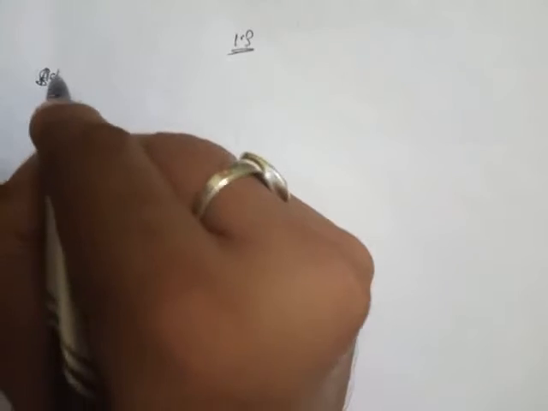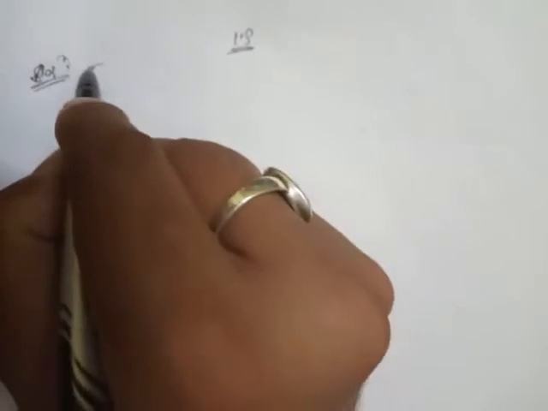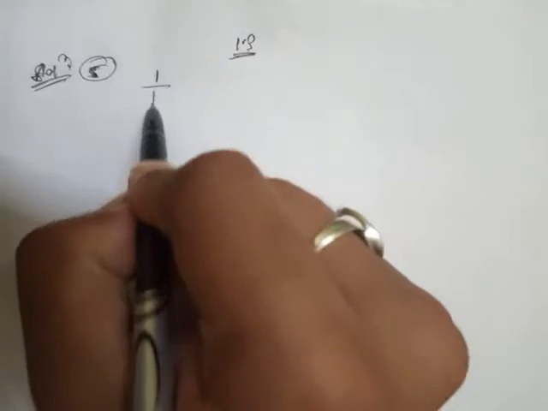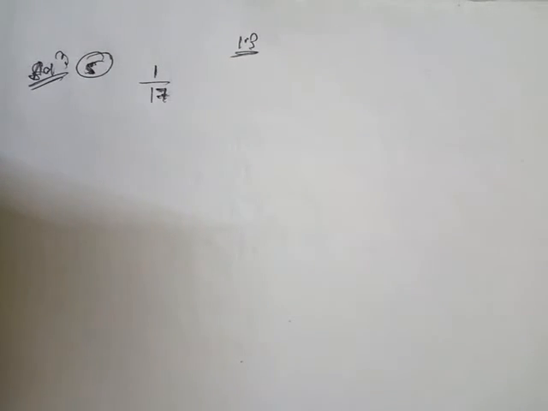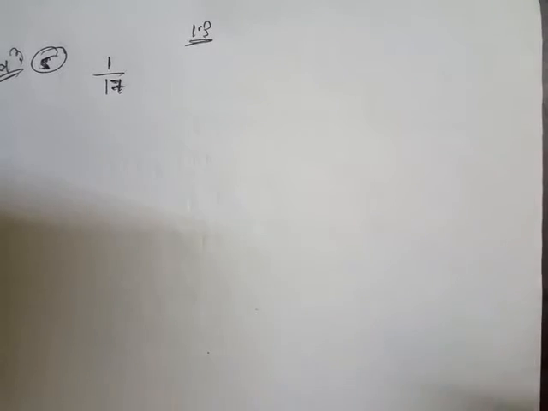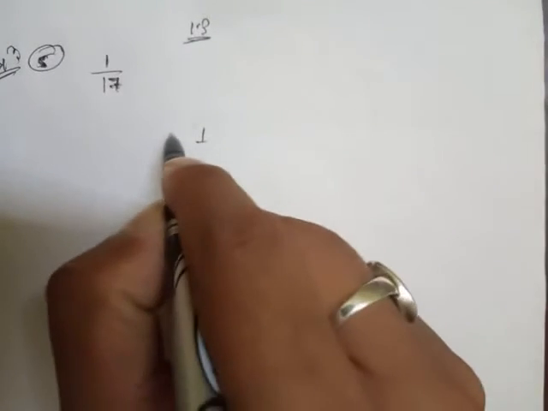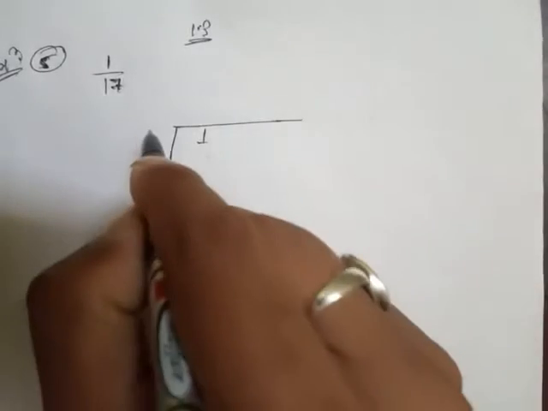Now let's have a look at how to solve this one. Student, we are going to solve exercise 1.3 question number 5. First of all I will write here 1.3 and solution number 5. In the question it is given 1 by 17. Now we will go for the long division here, 1 by 17. Look student, here 1 and I will go for the long division by 17.